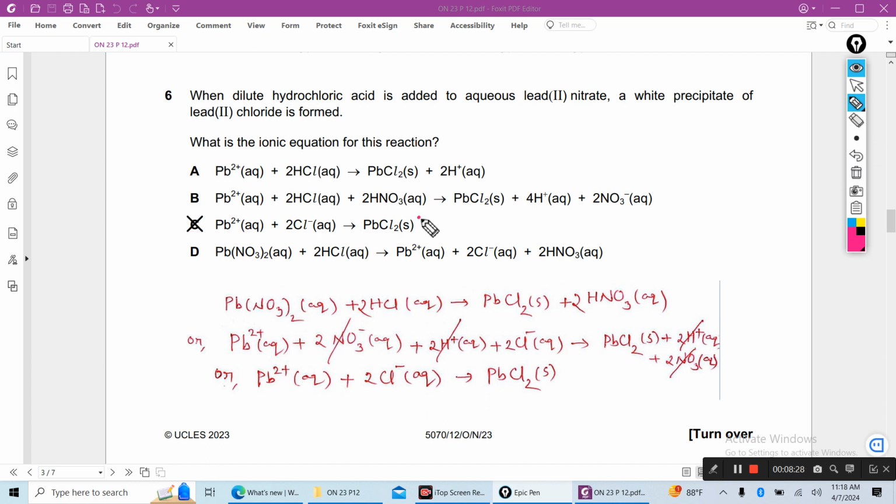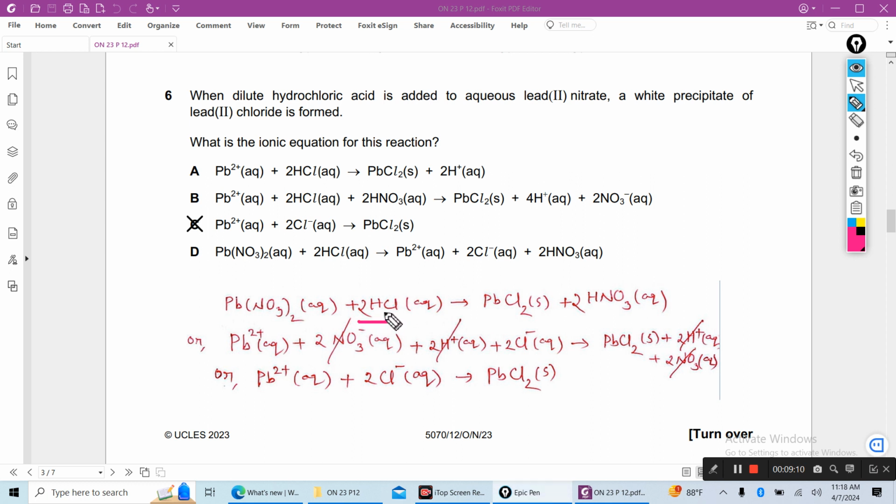So how is this equation formed? You see, lead nitrate and hydrochloric acid produce lead chloride and nitric acid, aqueous. Lead nitrate contains the lead 2 ion, aqueous. Lead valency is 2, oxidation number is 2, so Pb2+ aqueous. Then nitrate, NO3 minus, aqueous, but here 2 nitrate ions are present, because lead nitrate contains 1 lead ion and 2 nitrate ions.